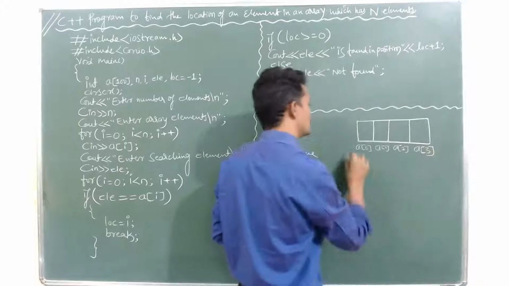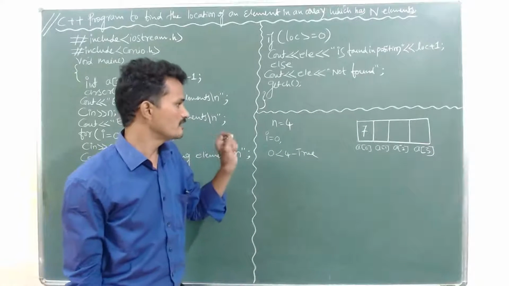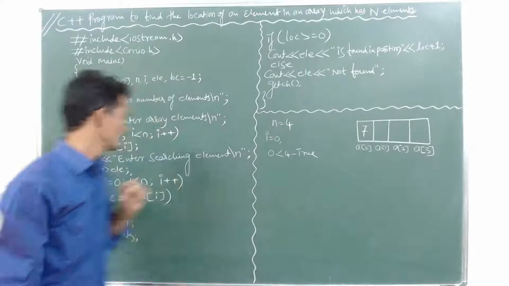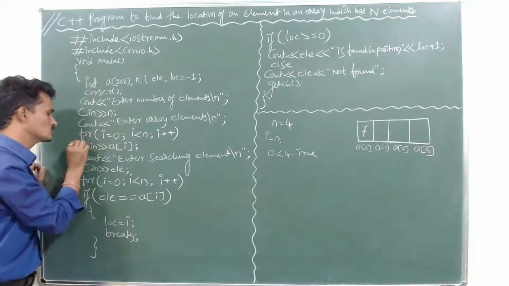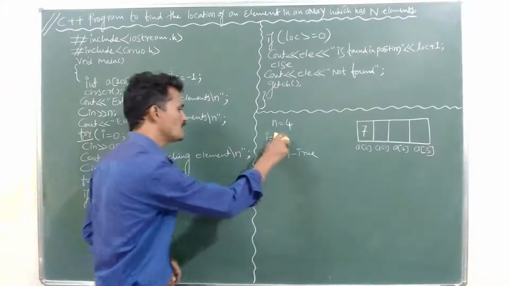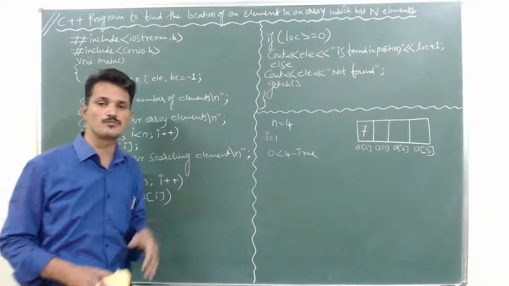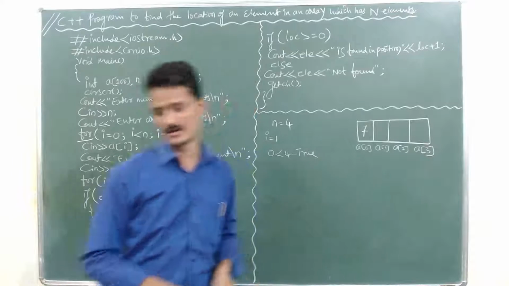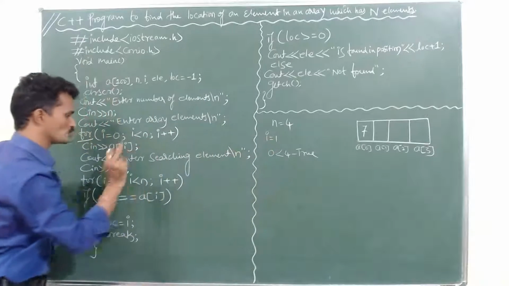Here we have stored 7. What element have we stored? 7 is stored in the location called a of 0. After accepting the first element, it again goes to the for loop and i gets increased by 1. Now this time i becomes 1. Last time 0, this time 1. Every time i goes on increasing by 1.